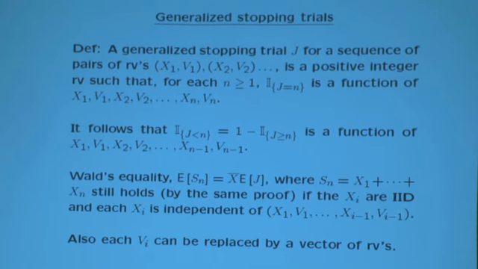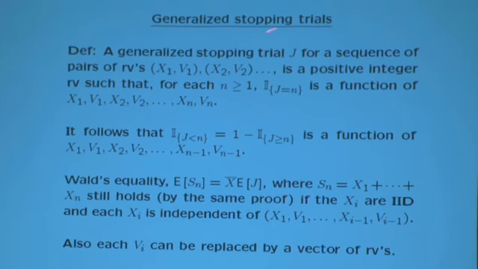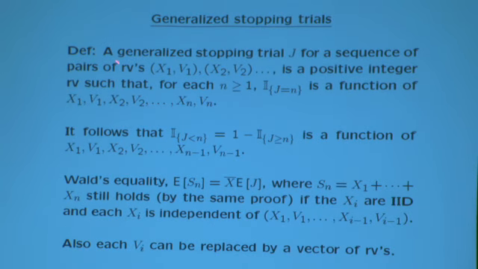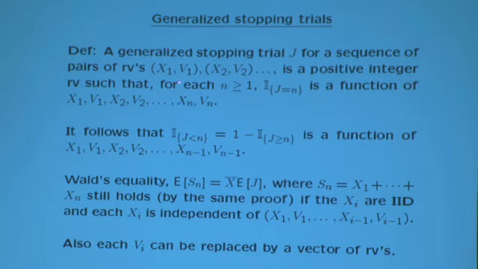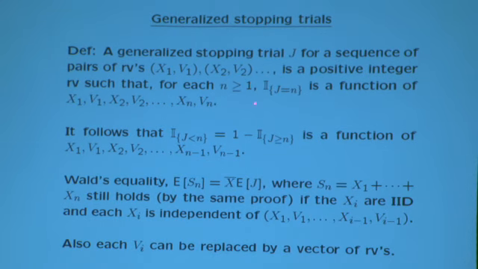We do all of that with stopping trials as we define them. Very often, and particularly when you get to queuing theory, you want to define stopping trials in a more general way. And here's a more general definition. A generalized stopping trial for a sequence of pairs of random variables, x1, v1, x2, v2, x3, v3, is a positive integer random variable such that for each n greater than or equal to 1, the indicator function, which tells you whether to stop or not, is a function of x1, v1, x2, v2, up to xn, vn.